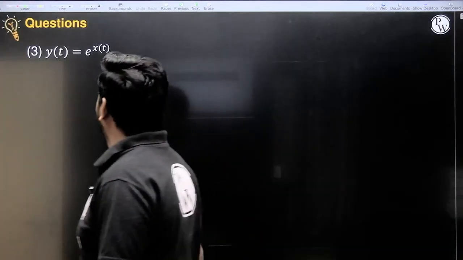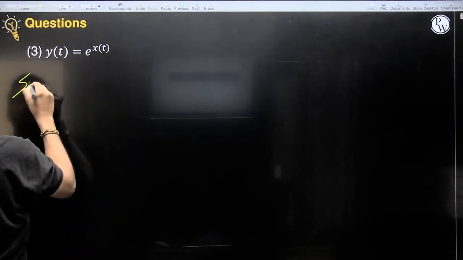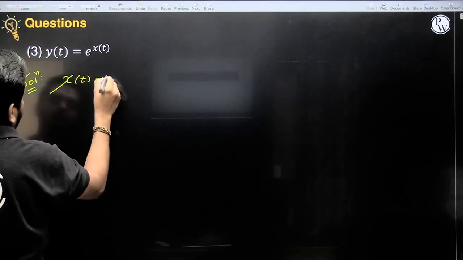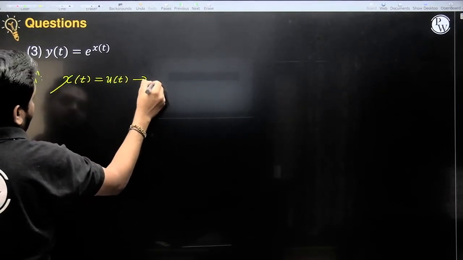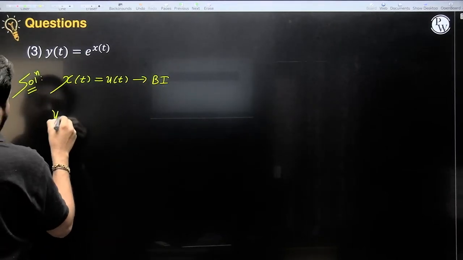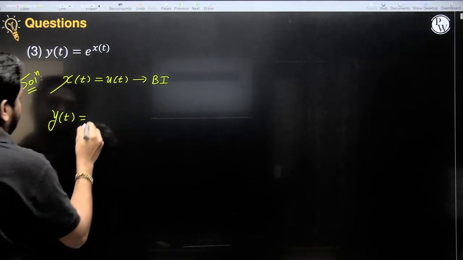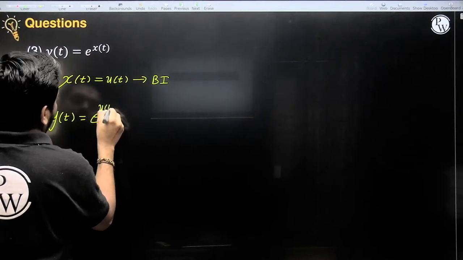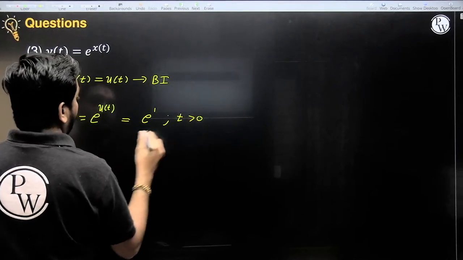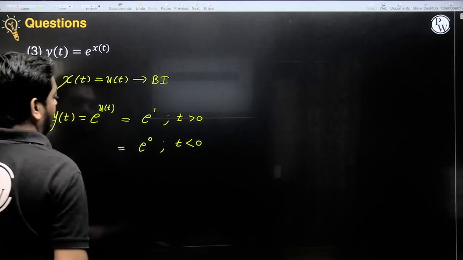Next question. Suppose y of t equal to e power x of t. Check whether the given system is bounded or not. Replace x of t with u of t, a bounded input. And for this bounded input, find the output. Here, the power is u of t. u of t means e to the power 1 for t greater than 0, and u of t equal to 0 for t less than 0, so e to the power 0 is nothing but 1.